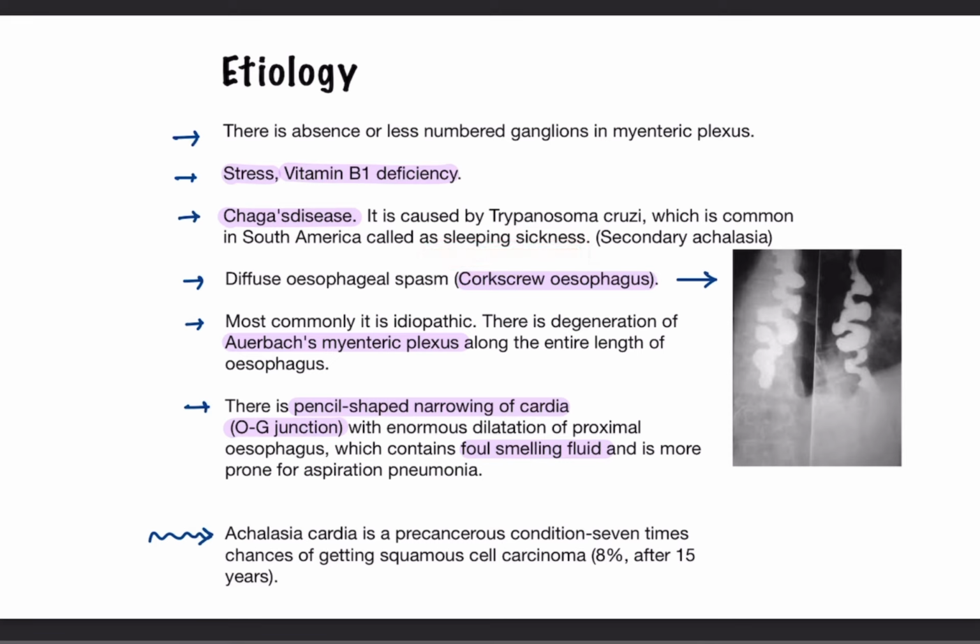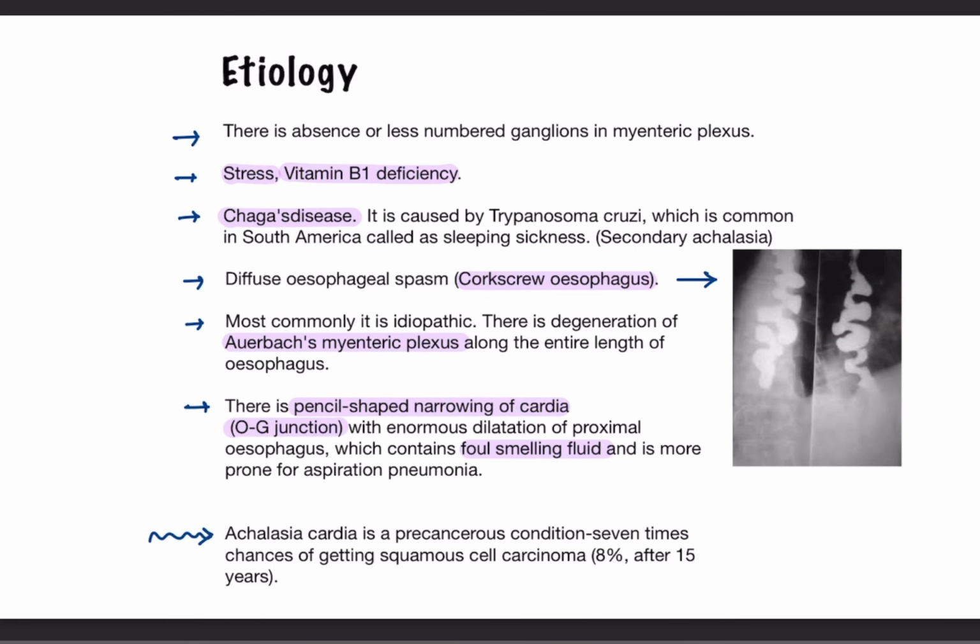Another one is diffuse esophageal spasm, in which we can see corkscrew esophagus. You can see in the image there is a corkscrew appearance of the esophagus. There is spasm in between in the esophagus.